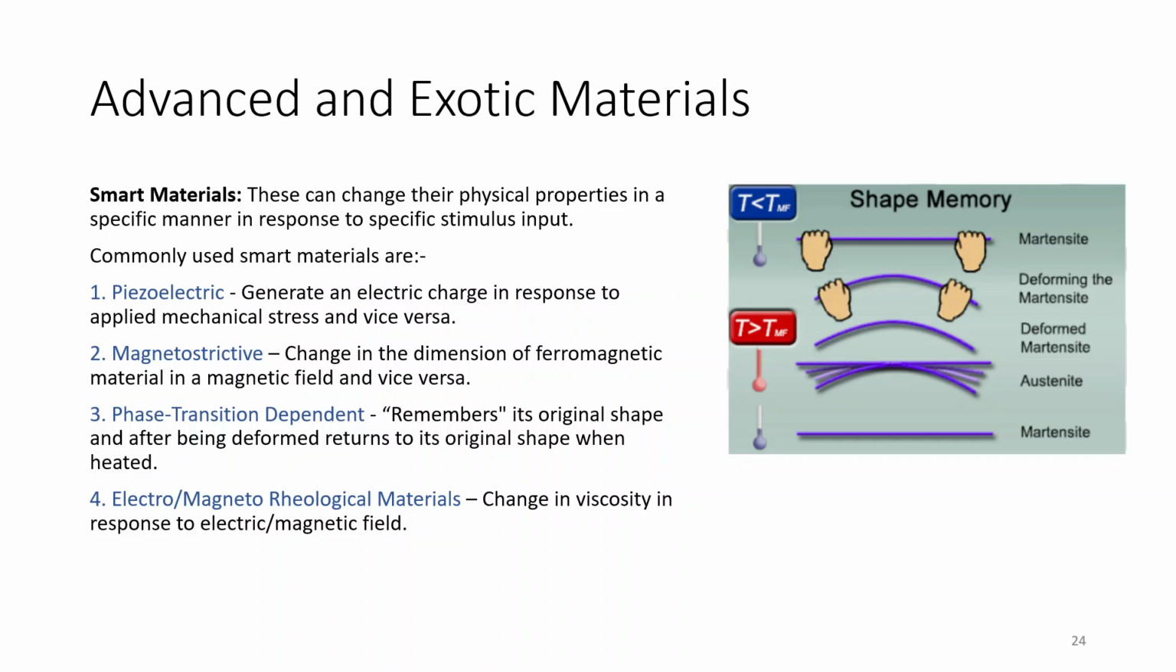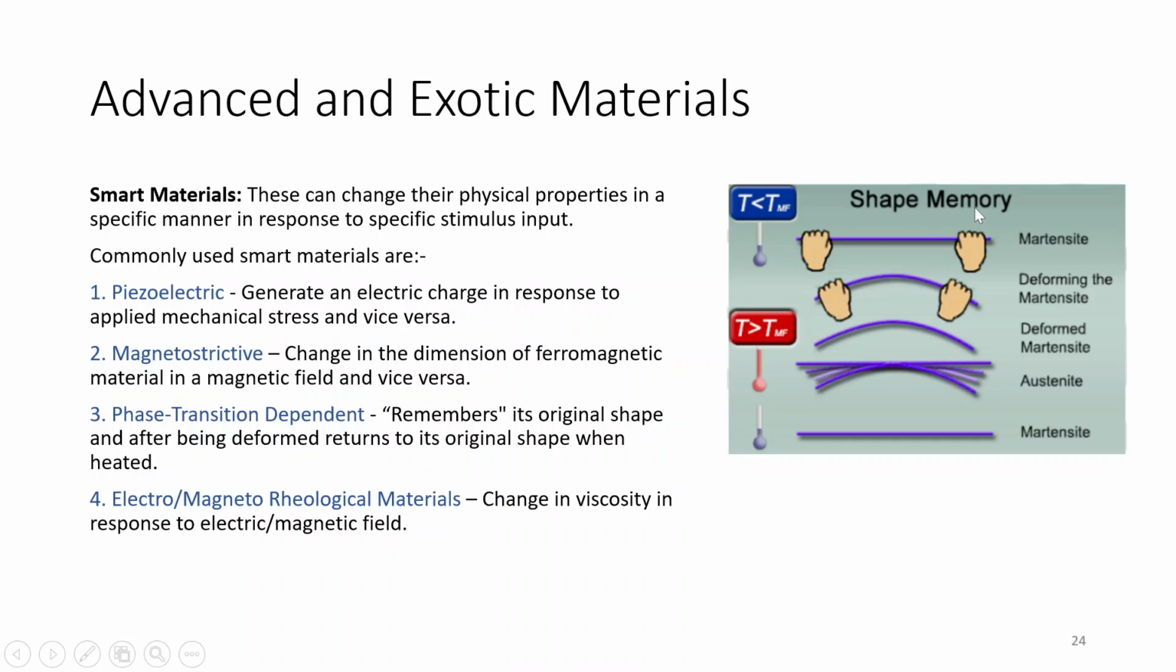And next is phase transition dependent. These remember their original shape, and after being deformed return to their original shape when heated. So these are also known as shape memory alloys. Next are electro or magnetorheological materials. Rheology is related to viscosity. So as you keep changing the electric field or magnetic field, the viscosity of the material will change, that is, change in viscosity in response to an electric or magnetic field.